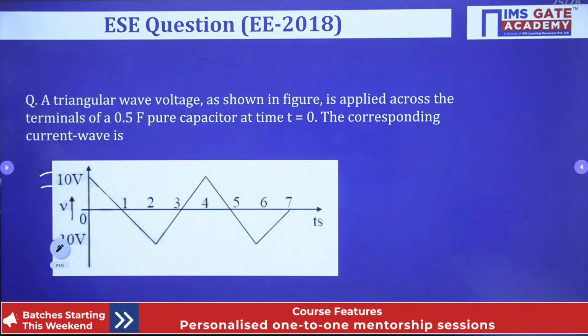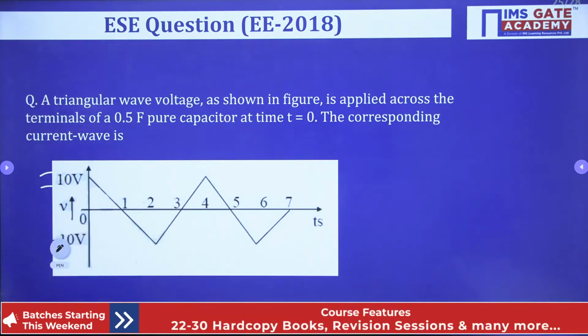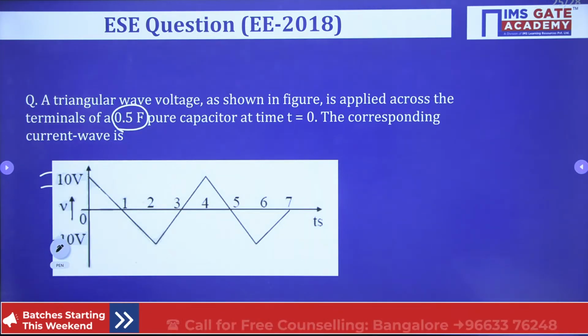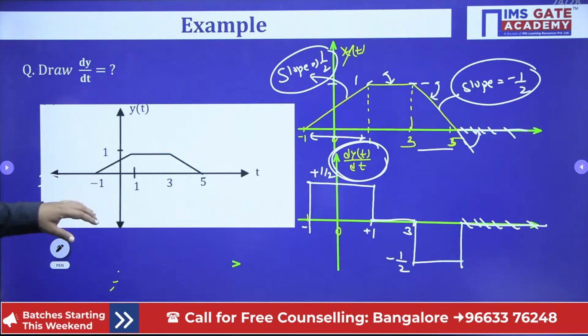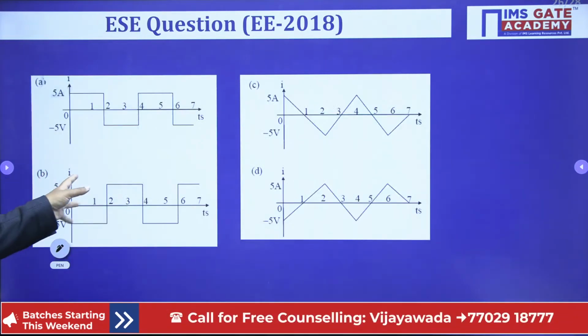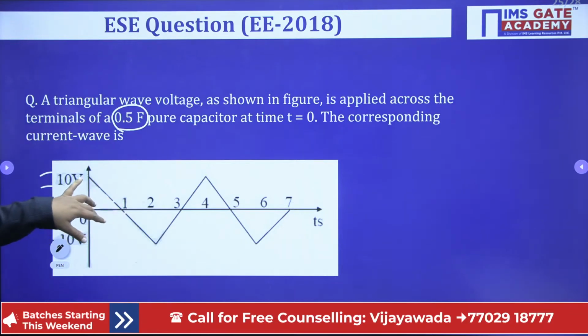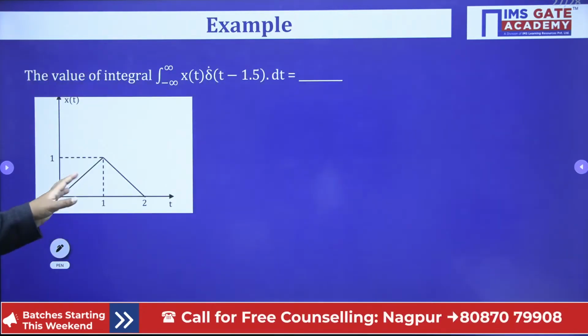So here we are having +10 volt, -10 volt, 0 to t second. A triangular wave voltage shown in the figure is applied across the terminal of a 0.5 pure capacitor at time t equal to 0. The corresponding current waveform is. So again a very good question, guys. You should tell me directly, can you solve this without using notebook and pen?